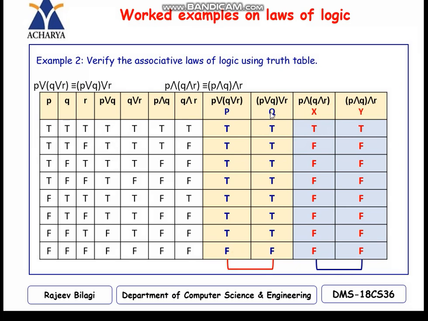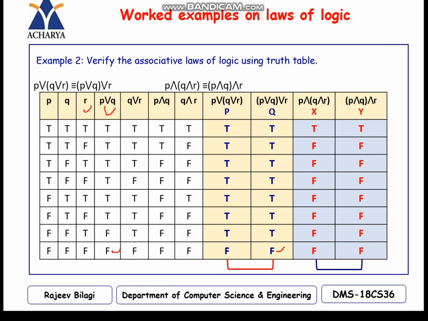So now similarly, P or Q, bracket, or R. So that is P or Q with R. If you look again in the last row, you have F, then it is F. All other values will be true. So with this, if you find the truth value of each and every P and Q, all are the same. So P or Q or R is logically equivalent to P or Q or R.